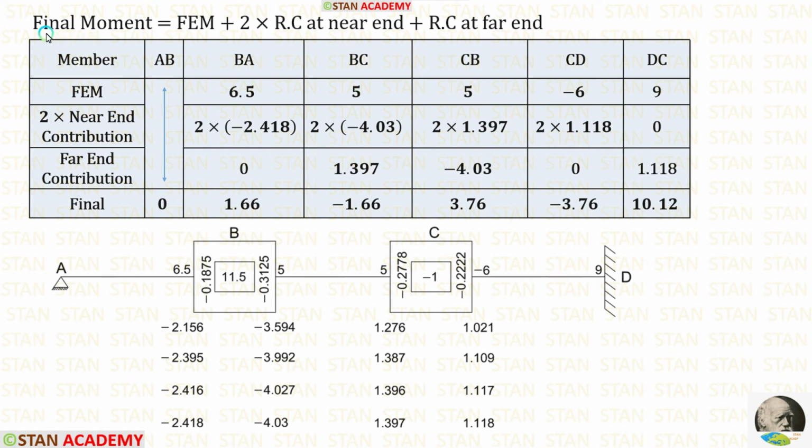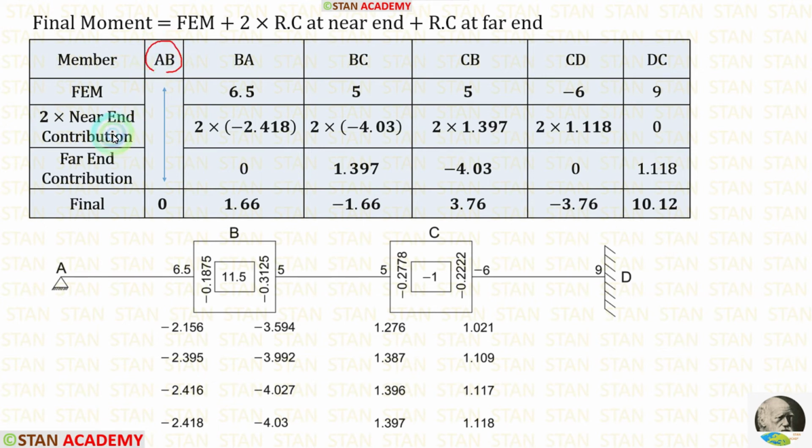Now let us calculate the final moments. The formula is fixed end moment plus 2 into rotation contribution at near end plus rotation contribution at far end. Let us make one table. In the table, first let us enter all of the numbers. Then let us enter the fixed end moments. Then let us enter 2 into near end contribution and far end contribution. We have to be very careful.